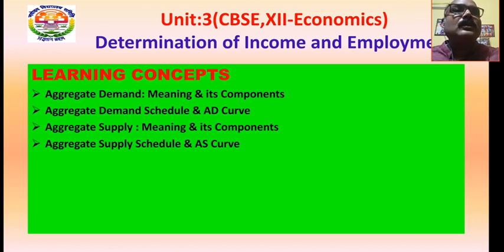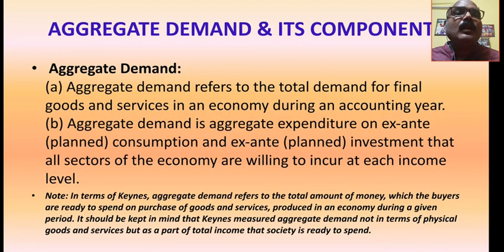So let us first know what is aggregate demand, because this is the theory for which John Maynard Keynes was famous during the Great Depression in 1930s. So let us start. What is aggregate demand? Aggregate demand refers to the total demand for final goods and services in an economy during an accounting year. Very simple. You know, in national income only the final goods and services are included. So aggregate demand means total demand for final goods.